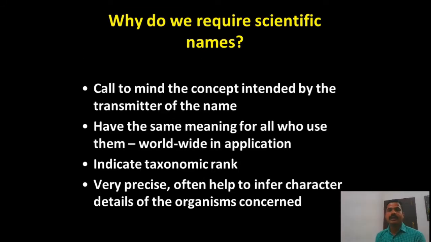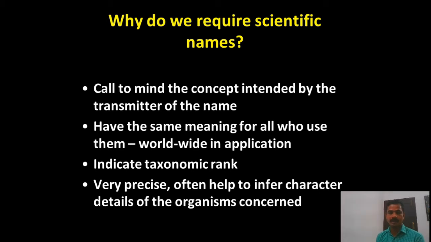Why do we require scientific names? Common names are always misleading. There are many problems with the common names. So we require scientific names. Why? They call to mind the concept intended by the transmitter of this name, who tells the name. So the exact concept regarding the plant or the animal is transmitted. They have the same meaning for all who use them. It is worldwide in application.